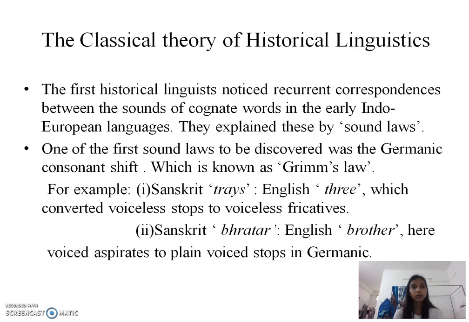Now I am going to tell about the classical theory of historical linguistics. The first historical linguists noticed recurrent correspondences between the sounds of cognate words in the early Indo-European languages. They explained this by sound laws. One of the first sound laws to be discovered was the Germanic consonant shift, which is known as Grimm's law.